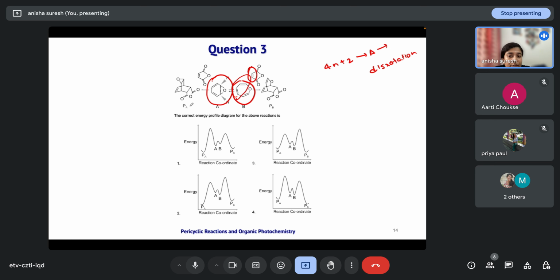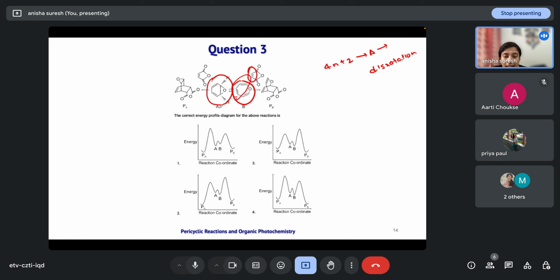And formation of which product will be faster, product B or product A? Product A formation will be faster, because in this case product A is having a rigid cis-diene, so that reaction will be faster compared to that of this. Product B formation will be slower. Here this is a seven-membered ring, so it will be flexible, so that cis-diene will not be much accessible compared to that of A.